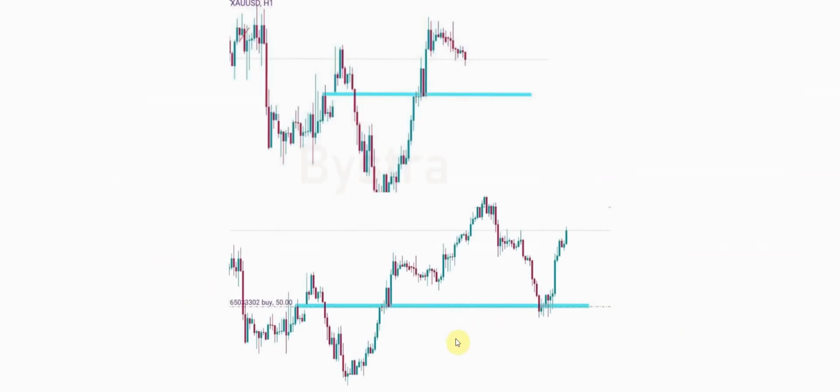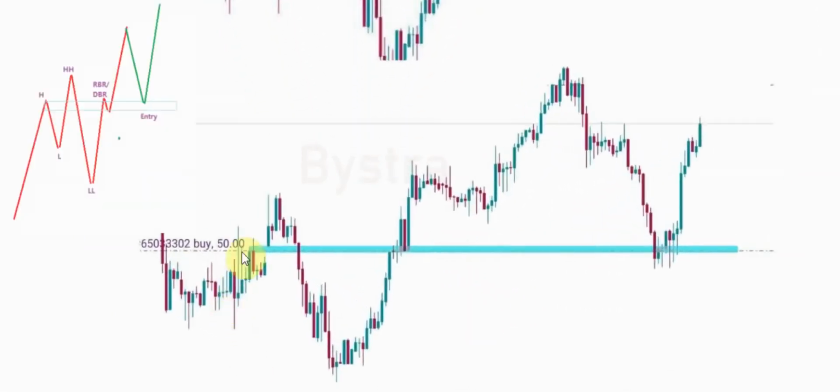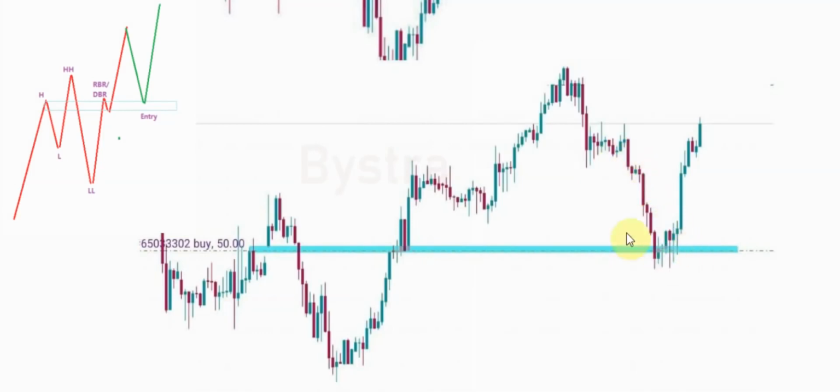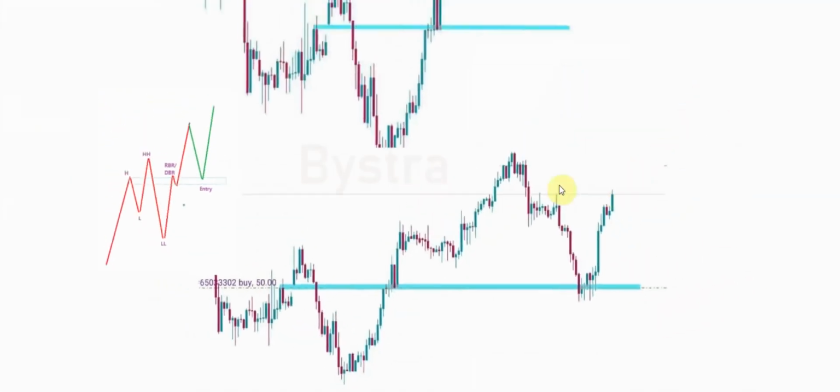Here's an example of QM manipulation. We have high, low, higher high, lower low. Okay, and then price came back. Like we should sell here, but the price breaks this structure and creates rally-base rally. And then after that, price came back to the entry point that is exactly in the same line with the left shoulder. And the price came back and continued to fly.